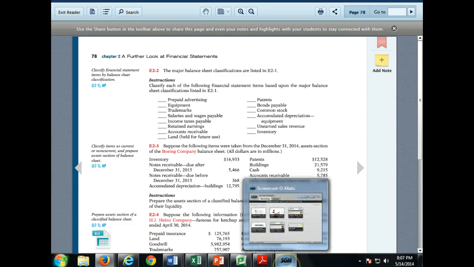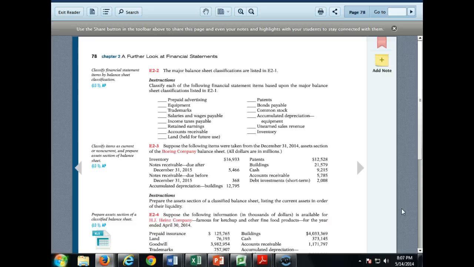Trademarks. Salary and wages payable. Income taxes payable. Retained earnings. Accounts receivable. Current assets. Land, but this is a key, held for future use. Long-term investments. Patents.